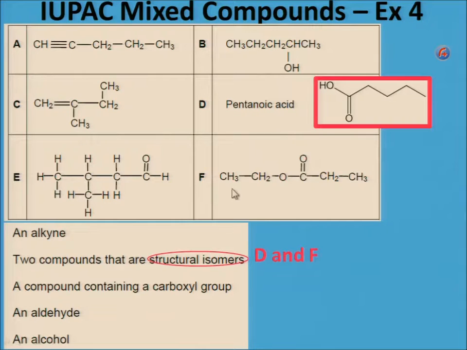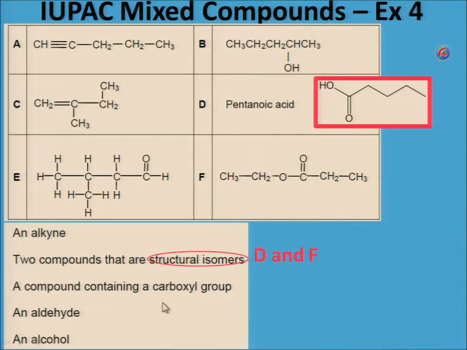Let's count the carbons at F. 1, 2, 3, 4, 5 carbons with 2 oxygens and the same amount of hydrogens. Now it must be D and F that are structural isomers. It might also have been B and E, but the amount of hydrogens will differ there. Go and count them and make sure.